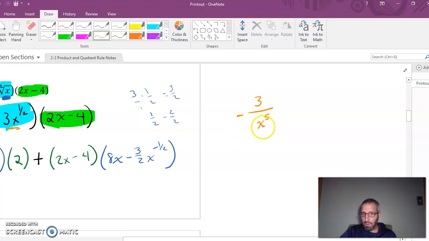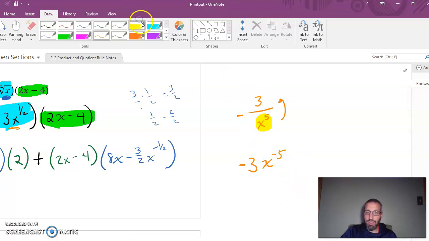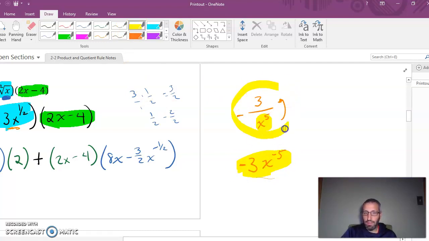Let's remember we can take this x to the 5th and move it up into the numerator by making that exponent negative. So we can rewrite this as negative 3x to the negative 5th power. This is much easier to use the power rule on. So when you've got x to the 5th or whatever in the denominator, remember, you've got to go to something that looks like that before using your power rule.